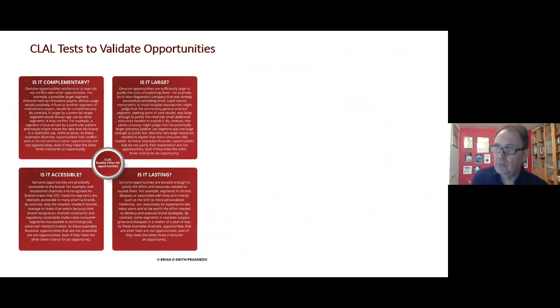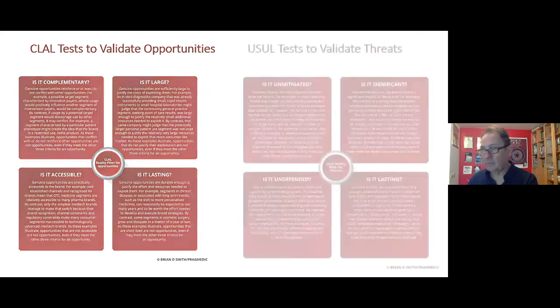I need to say a word or two about those reality filters that I talked about. I talked about CLAL and USO, which are simply acronyms. In short, CLAL is an acronym for testing and validating opportunities. An opportunity is not an opportunity unless it's complementary to, or at least not conflicting with, existing opportunities, unless it is large enough to be worth exploiting, unless it's commercially accessible to the company, and unless it lasts long enough to be exploited. A putative opportunity that you see from the competitive environment must pass all 4 of these tests to be a valid opportunity that you need to worry about.